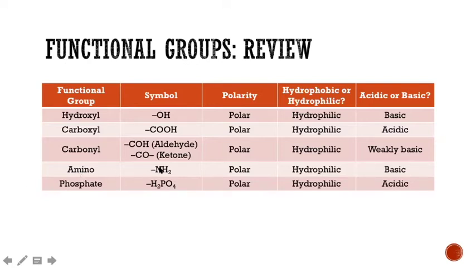Amino groups, symbol is NH2. They're polar, hydrophilic, and basic. And phosphates have the symbol H2PO4. They're polar, hydrophilic, and acidic.